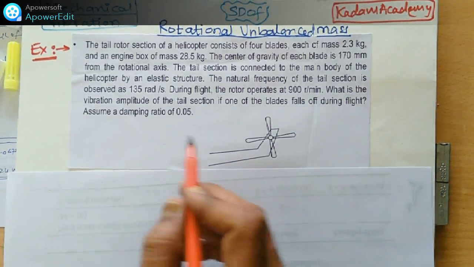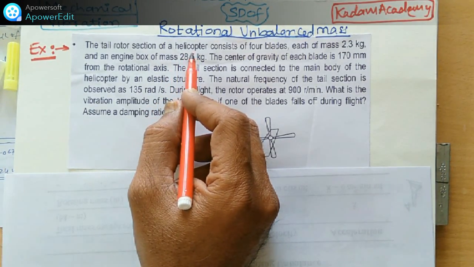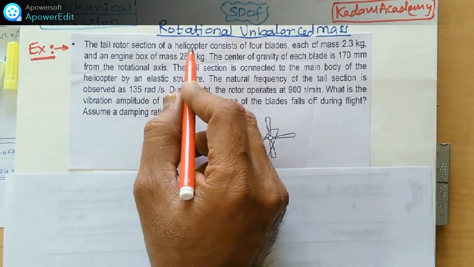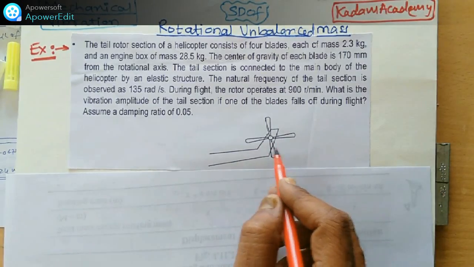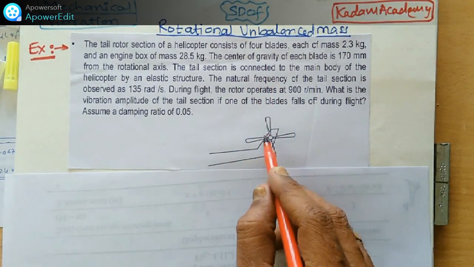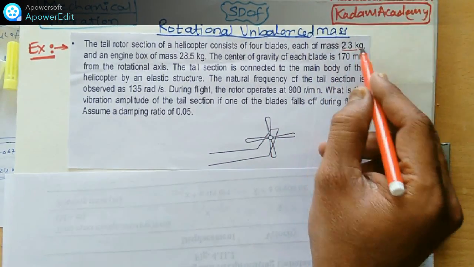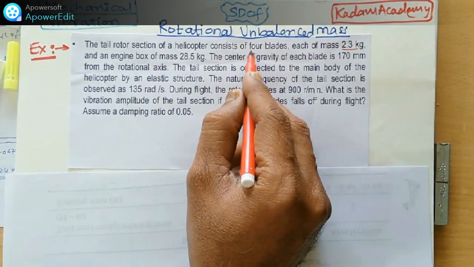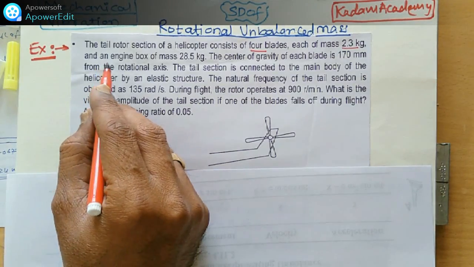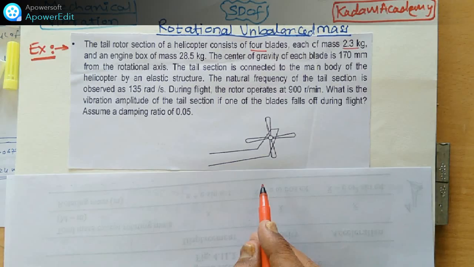Dear friend, today's lecture is on the rotational unbalanced mass. This is the example for the tail rotor section of a helicopter. See, this is the figure. The tail rotor consists of 4 blades, 1, 2, 3, 4, each of mass 2.3 kg, and an engine box of mass 28.5 kg.